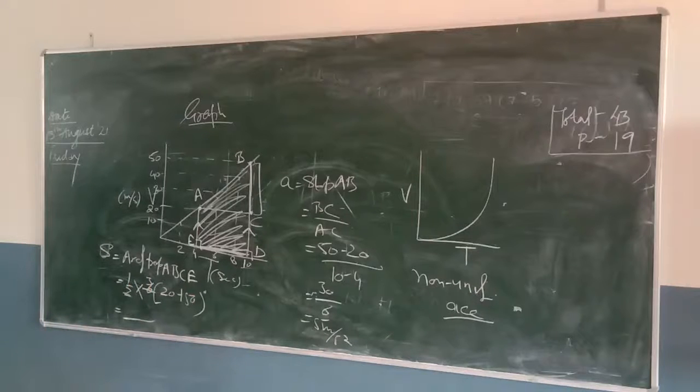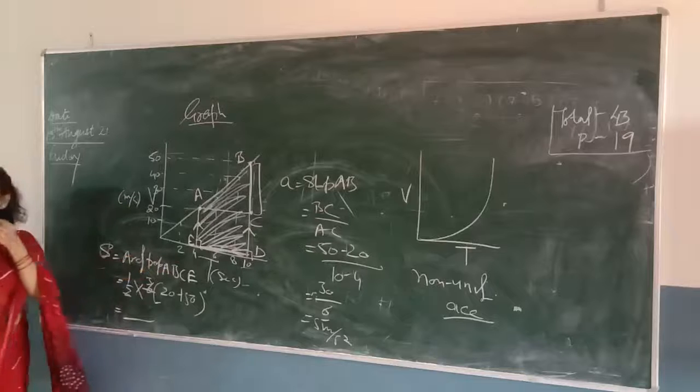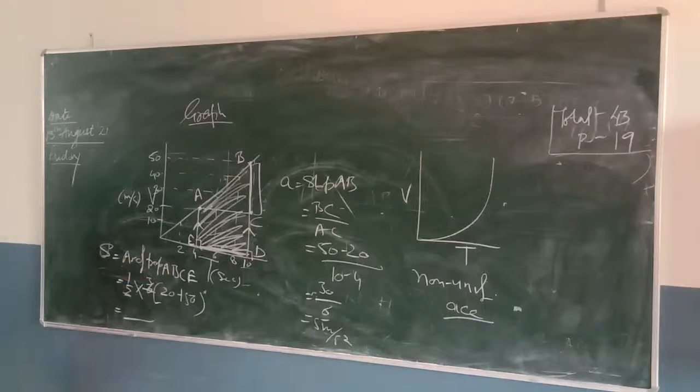So okay, these are the two types of graph, ST and VT graph. For calculation of velocity by using ST graph, we find out slope. And for the calculation of acceleration by using VT graph, it is slope. And if you want to calculate distance by using VT graph, you will calculate the area of the graph. Is it clear?